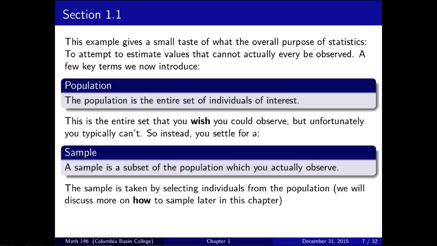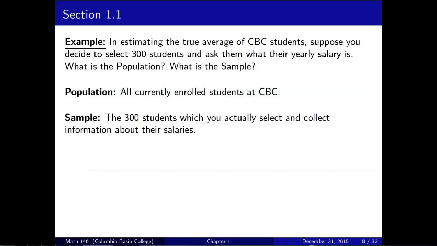We're going to talk a little bit more about how you would get that sample a little later in this chapter. So let's think about the CBC example. Suppose you decide to pick 300 students and ask them what their salary is. What's the population here, and what is the sample? Well, the population is all currently enrolled students at CBC. That's everybody. But the sample is actually just the 300 students which you select and collect information about. So population is everyone. The sample is the small group you actually observe.